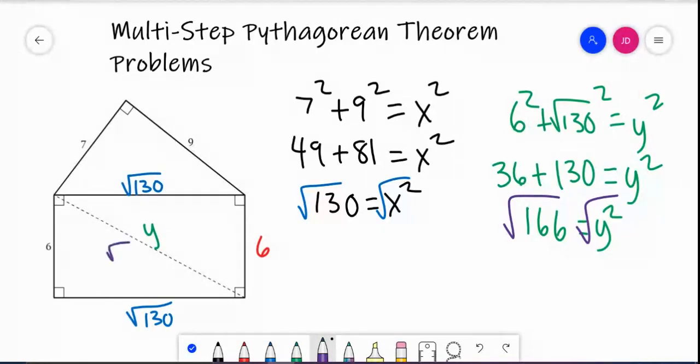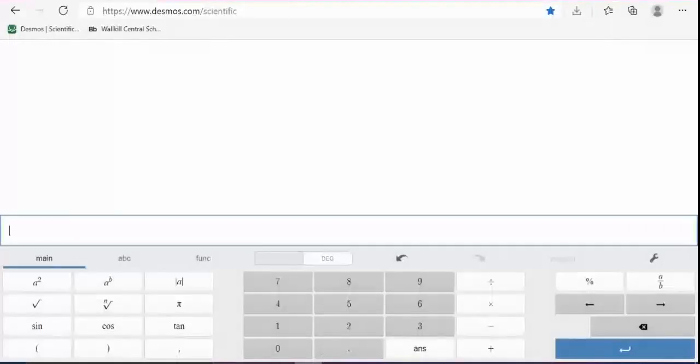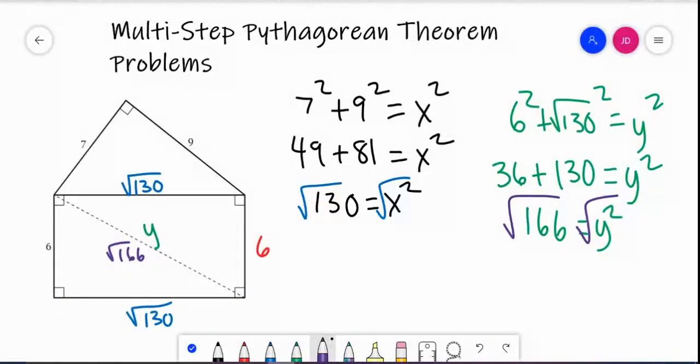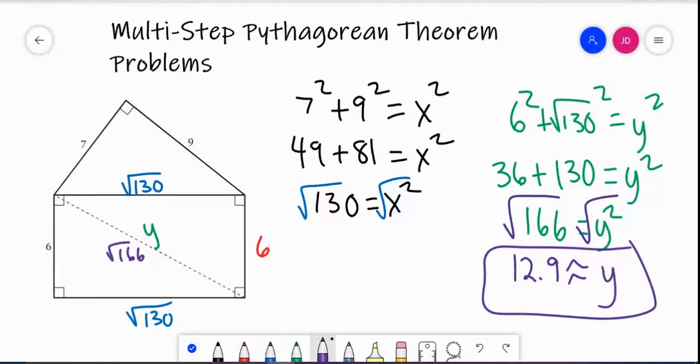But I'm going to round it to the nearest tenth in case they ask you to round it. The square root of 166 is about 12.9. So be careful if they ask you to round it or to leave it in radical form. Rounded, it's 12.9. All right, let's look at another diagram.